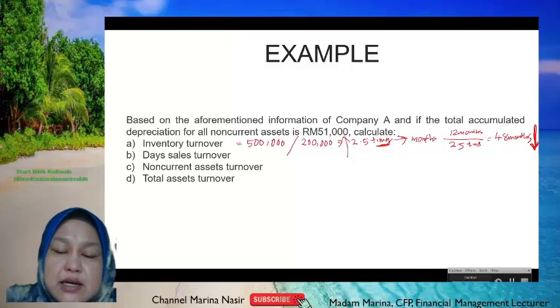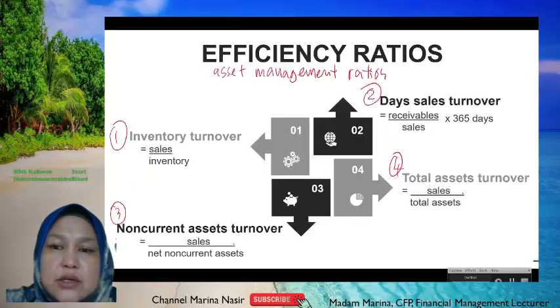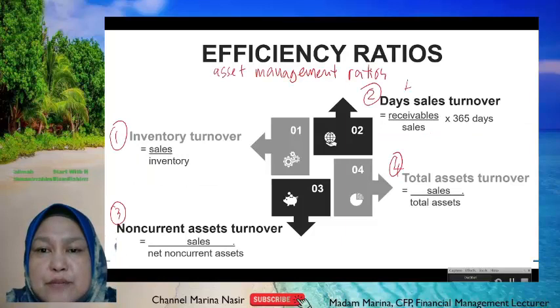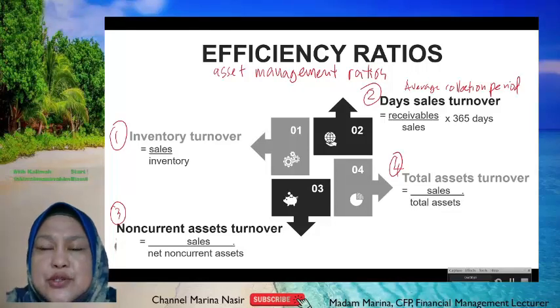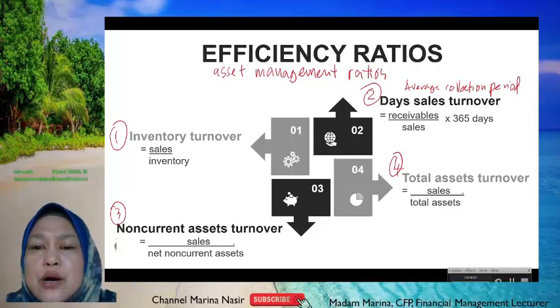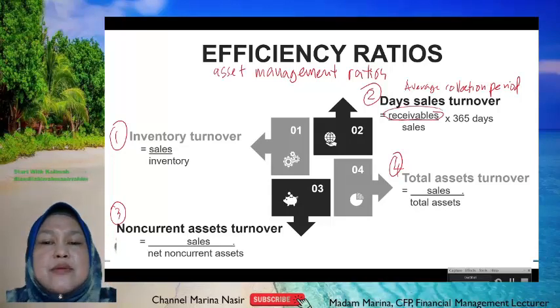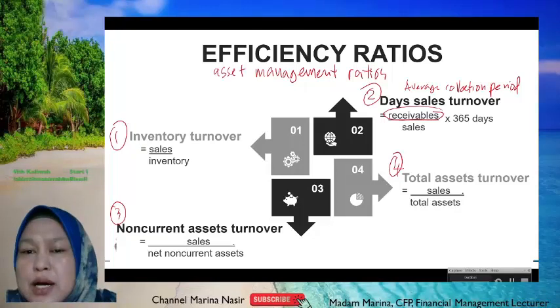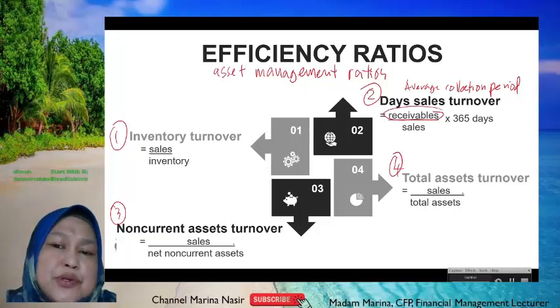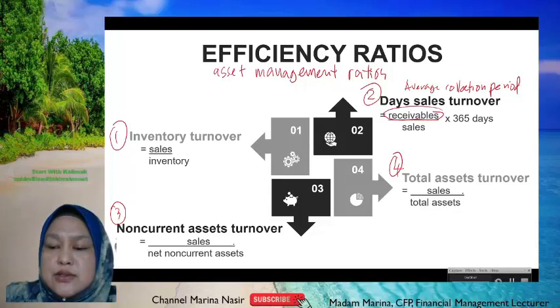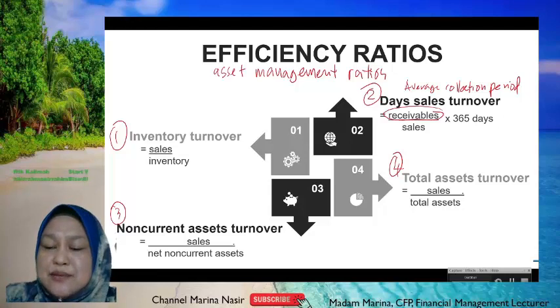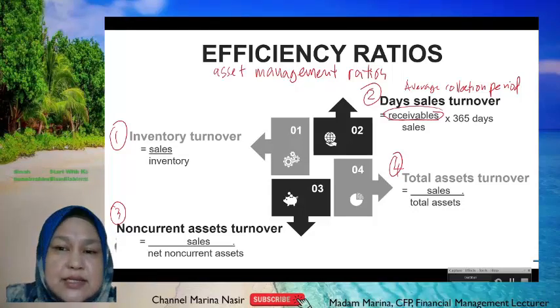Next, for day sales turnover or average collection period. Why we have to calculate this ratio? We have to calculate this ratio because we want to know how long our receivables take to pay their debts. Berapa lama kita punya penghutang ataupun account receivable boleh bayar dia punya hutang. So let's look at the example. Receivable divided by sales times 365.